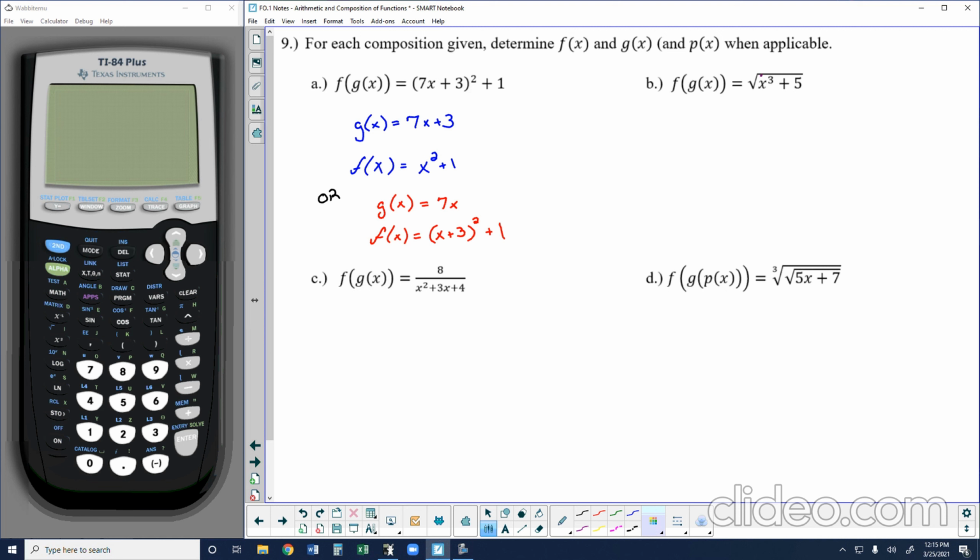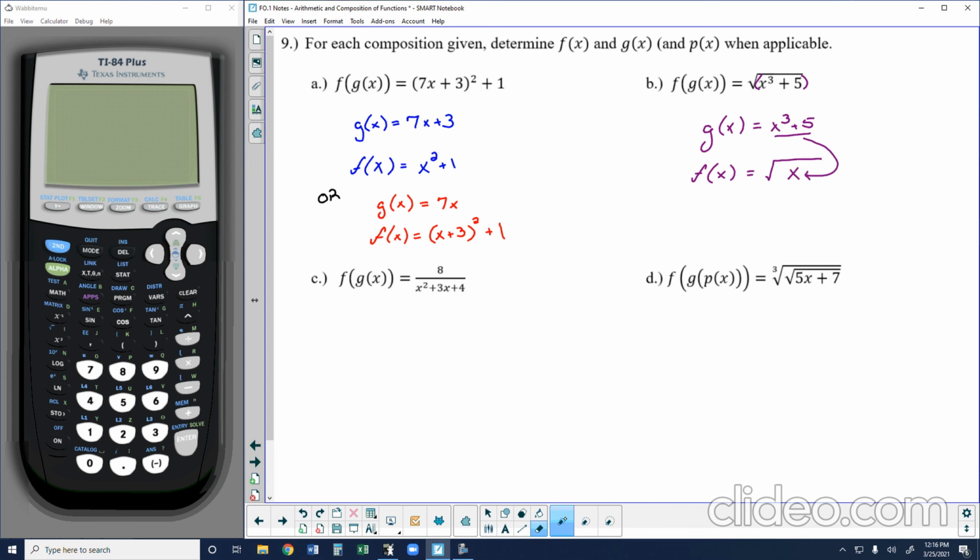So let's say I claim that g of x would have been the function within those parentheses, x cubed plus 5. That means that f of x, the result of that function composition, would have been the square root of just x. So if I take x cubed plus 5 and substitute it in for x, then I have the function composition that was listed above. So this is one option.